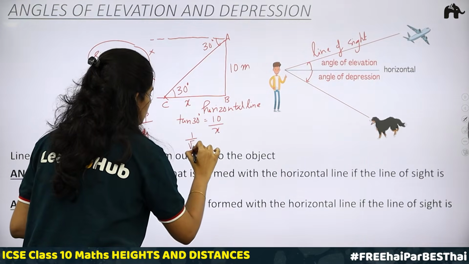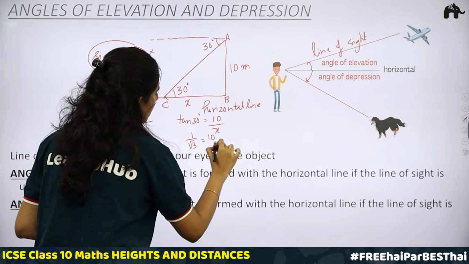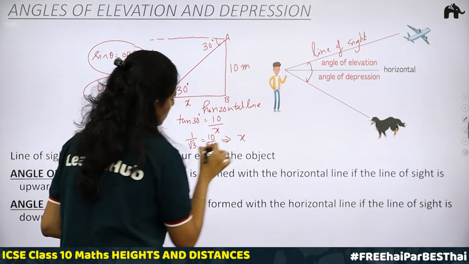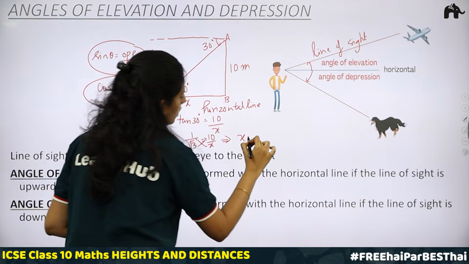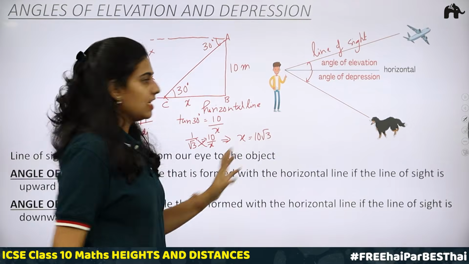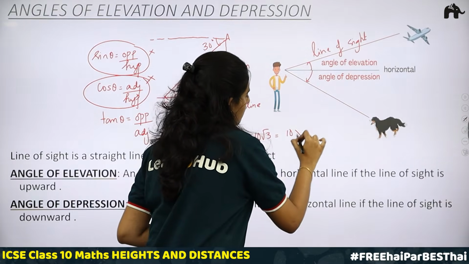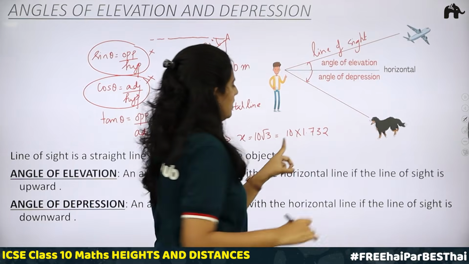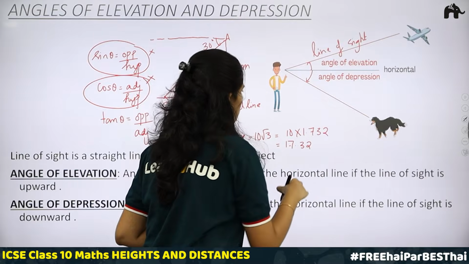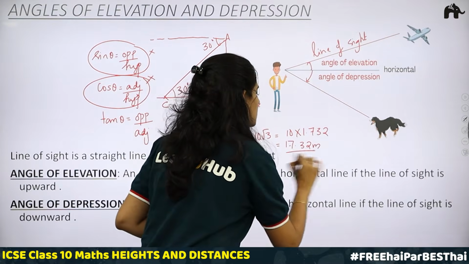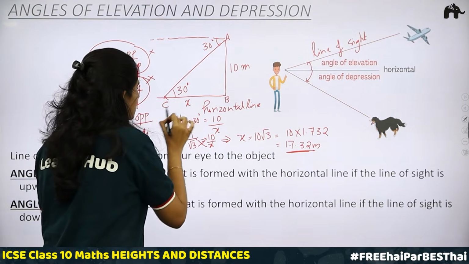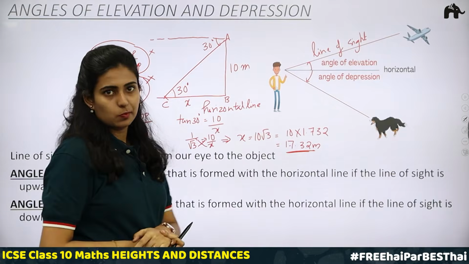Tan 30 degrees is equal to 1 by root 3. So you should remember these values. 1 by root 3 is equal to 10 divided by x, which implies, cross multiplying, x is equal to 10 root 3. Okay, what is the value of root 3? Root 3 is 1.732. 10 into 1.732 is 17.32 meters. Okay, 17.32 meters is the distance at which the person is standing from the building.